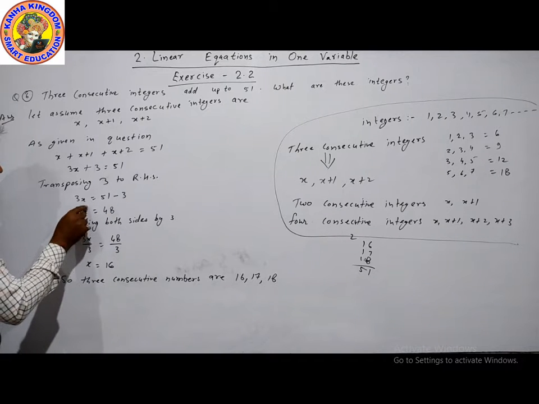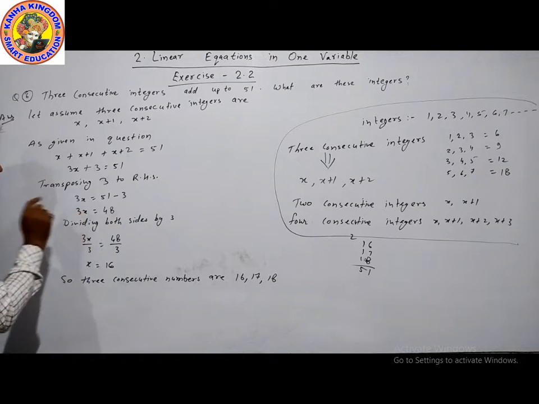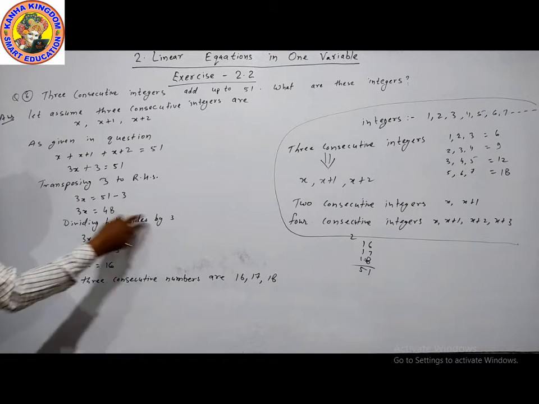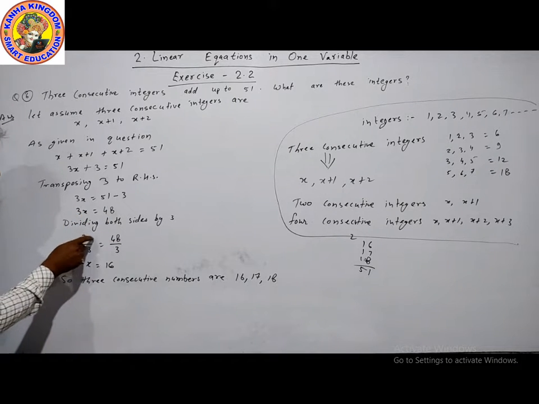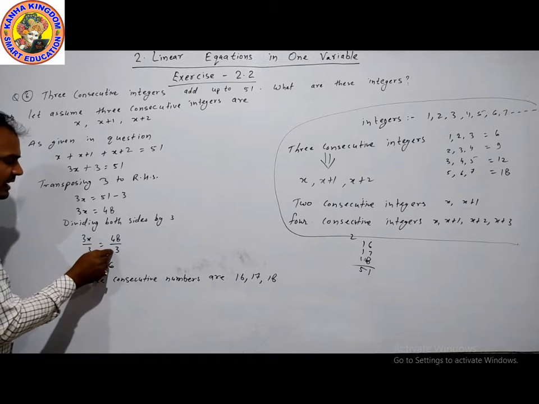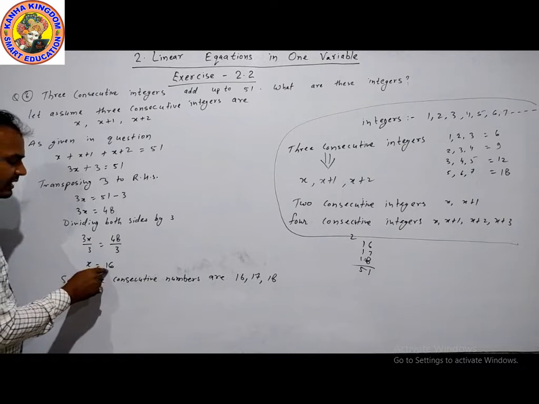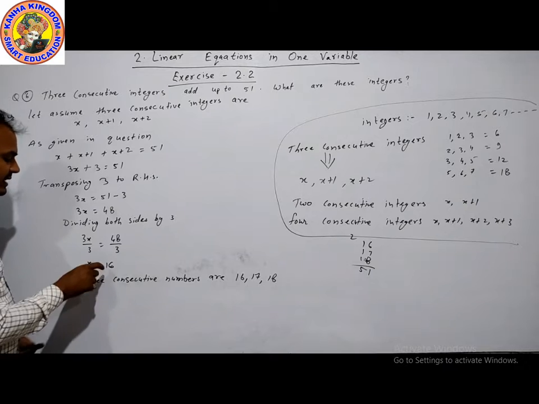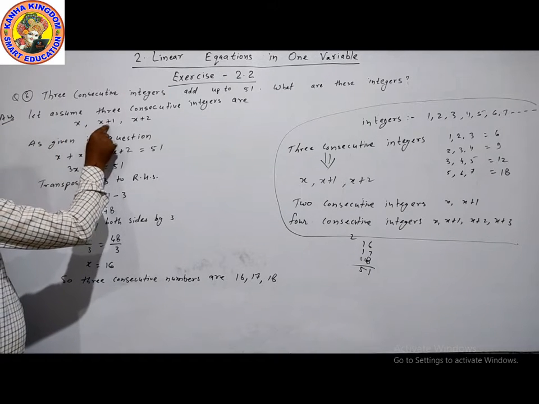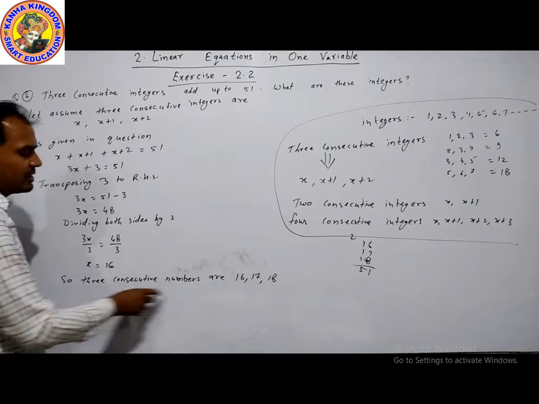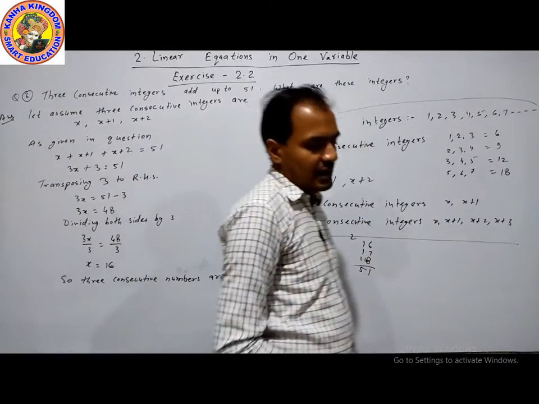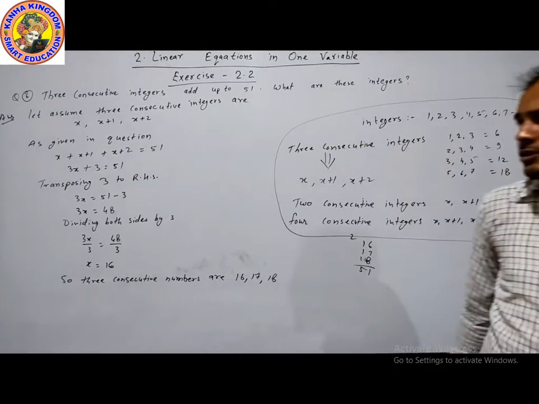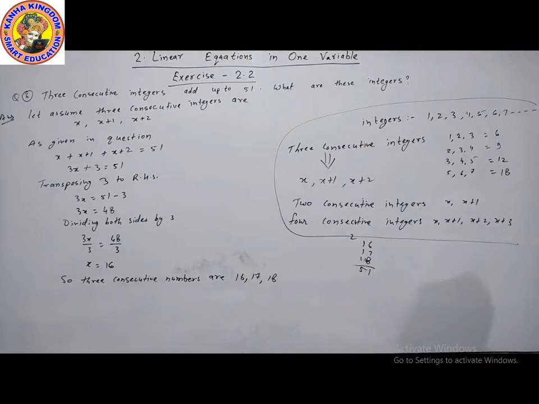Now we will find the value of x. There is a multiplier of 3, so we will divide both sides by 3. 3 and 3 cancel, so the answer is x. When we divide 48 by 3, the answer is 16. x is 16. Then 16, 17, 18. The 3 consecutive numbers are 16, 17, 18. This is our rough part. You can take a screenshot of this. We will move to our next question.